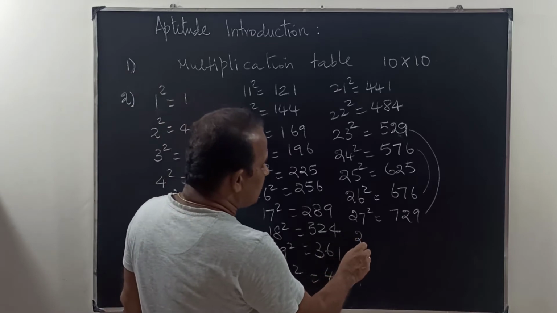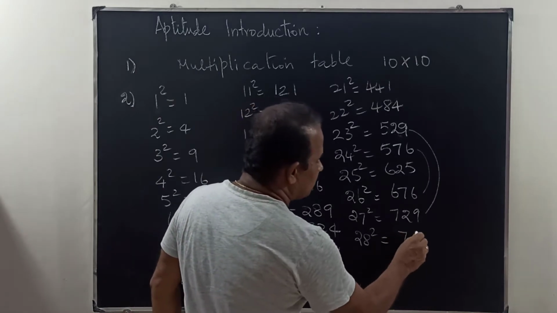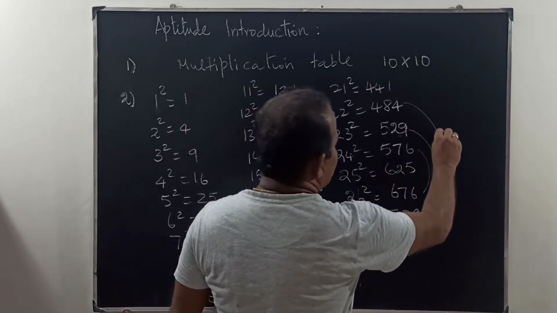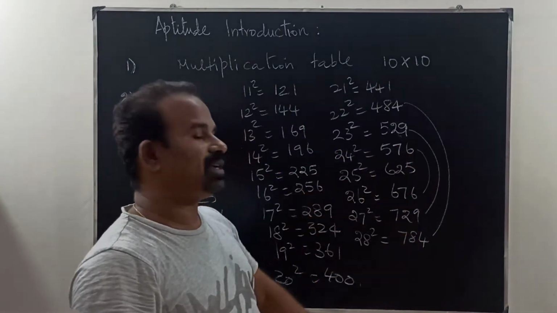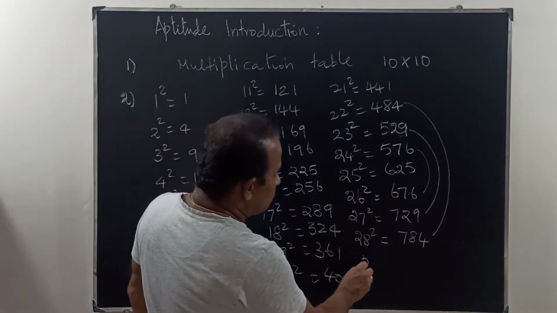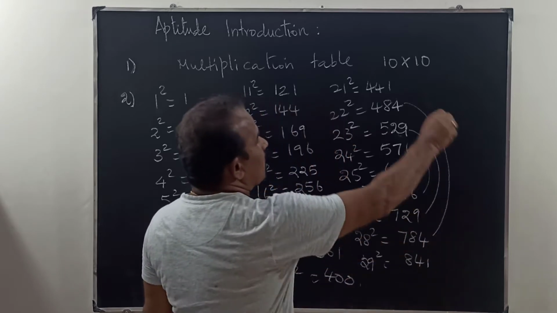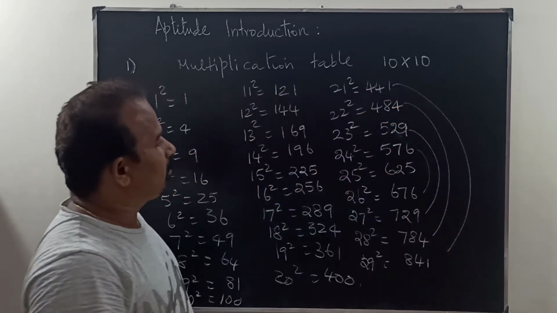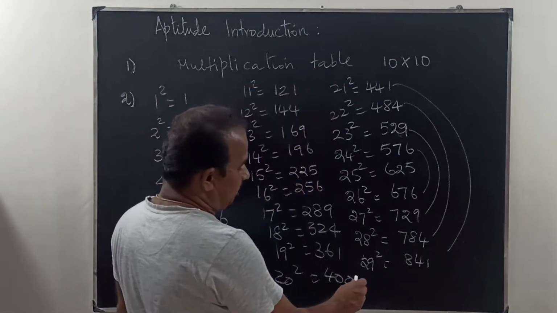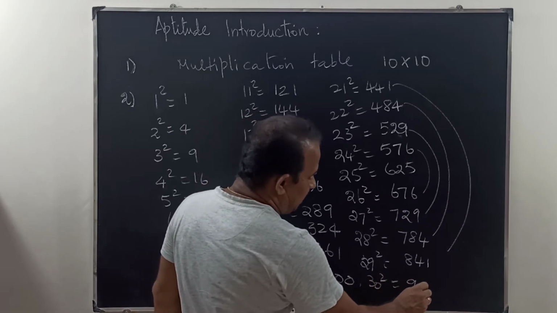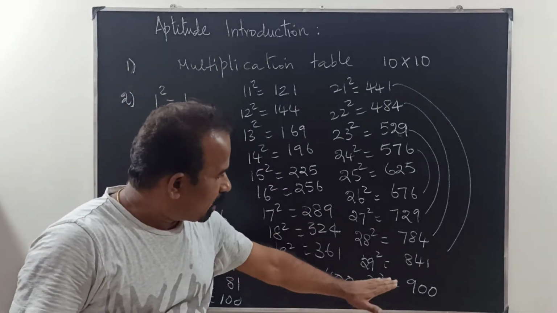Then 28 squared is equal to 784. Compare 484 and 784, the difference is 300. Then 29 squared is equal to 841, compared with 441 the difference is 400. So you can easily keep all these things in your mind. Then 30 squared is equal to 900.